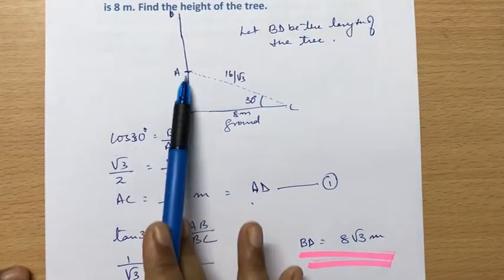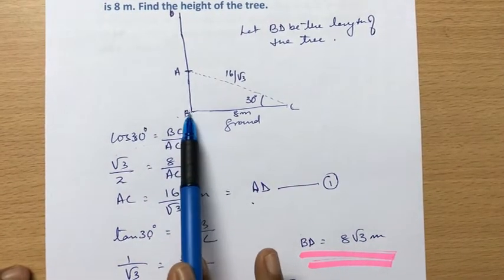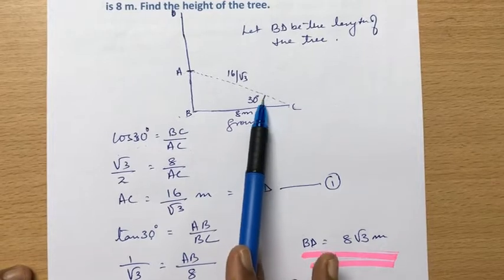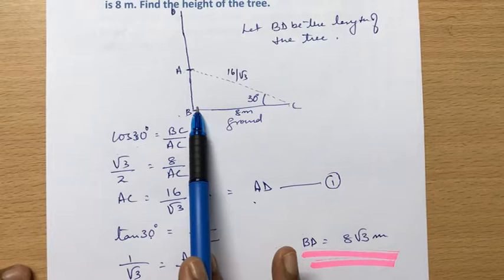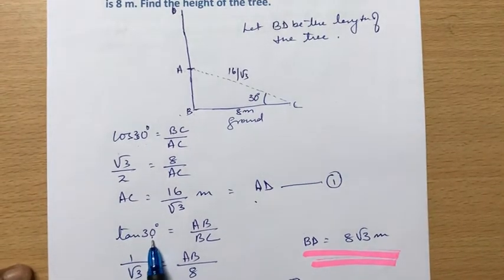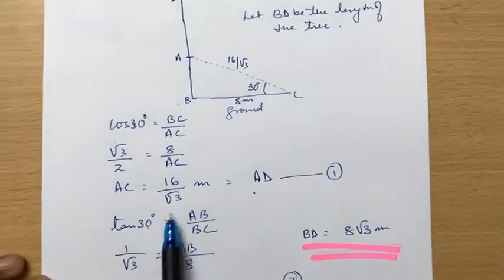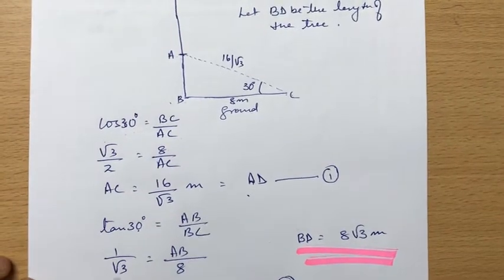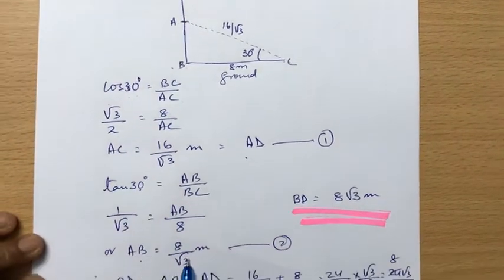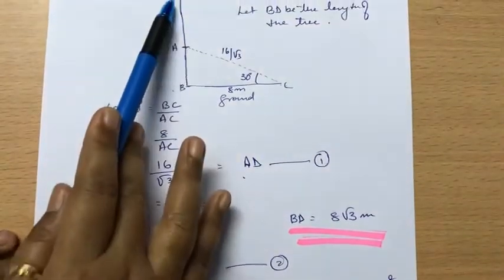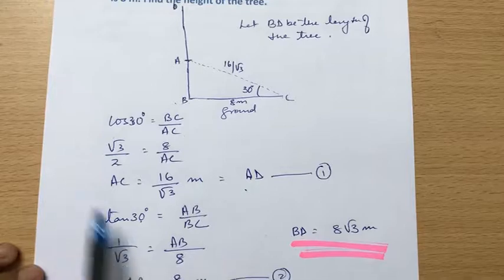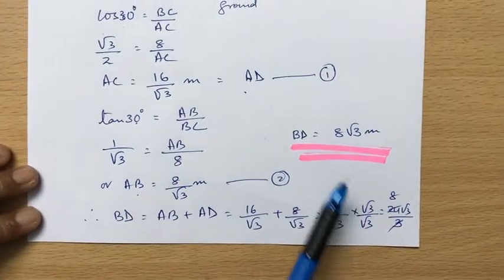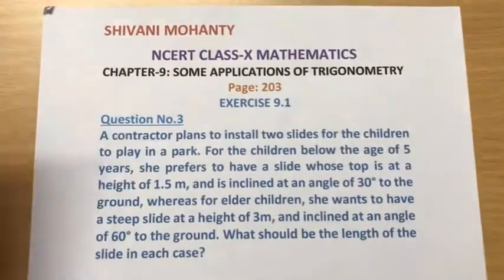Then for AB I use tan, because I know the base, I know this is 30 degree, and I want the height AB. So for that I have used the tan ratio. So tan 30 is equal to AB by BC, and then I have found out AB. So total length BD is equal to DA plus BA. So I have added, and then I have got 8 root 3. Fine. Question number 2 is over.